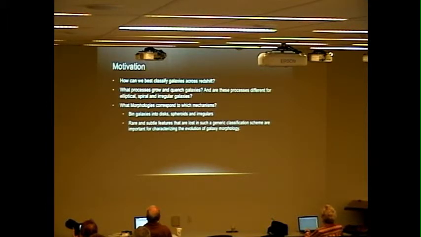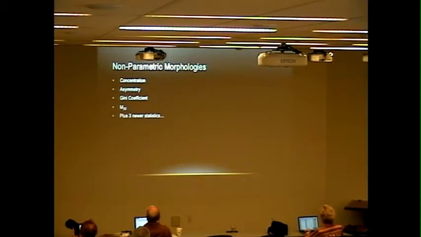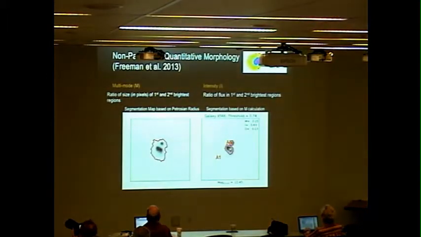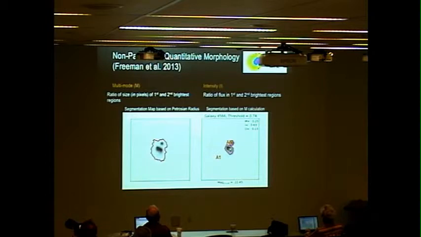So how we go about doing this is quantitatively, with non-parametric morphologies. The traditional ones that people have used for many years are concentration, asymmetry, the Gini coefficient, and M20. In addition, there are 3 newer statistics, which were developed only a year ago by Peter Freeman et al. in 2013. The first of which is called multimode, and this measures the ratio and size in pixels of the 2 brightest regions, or clumps, if you will.